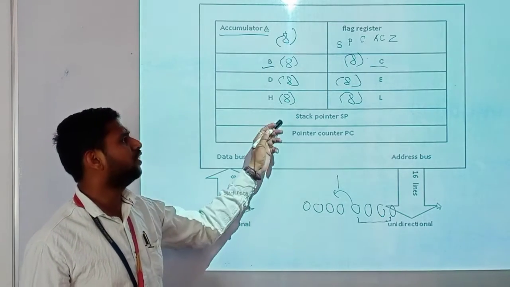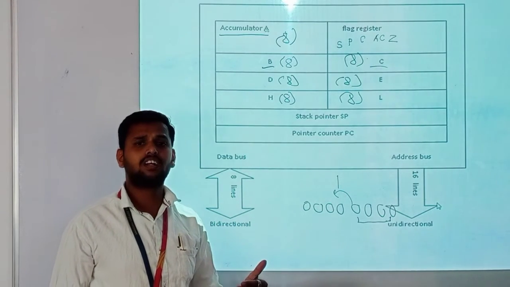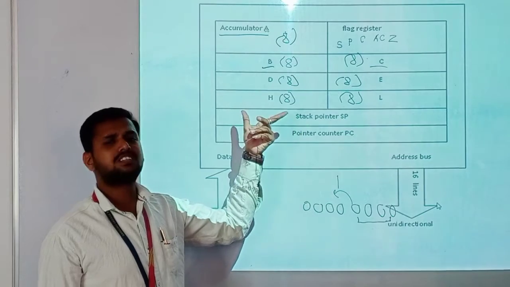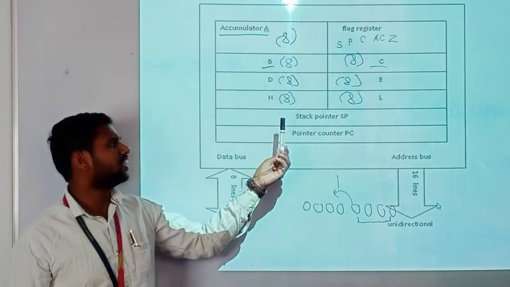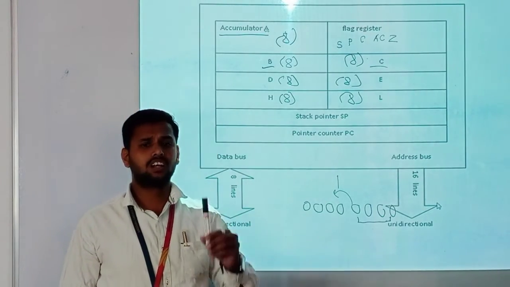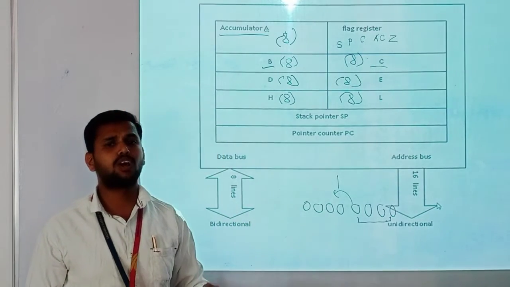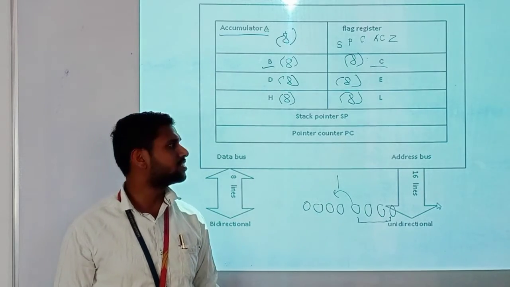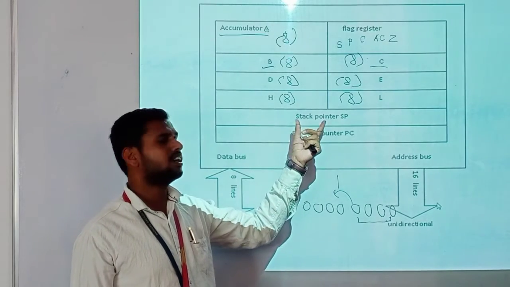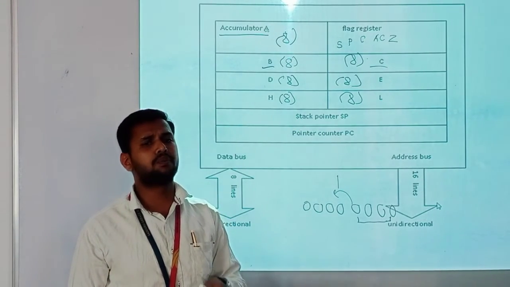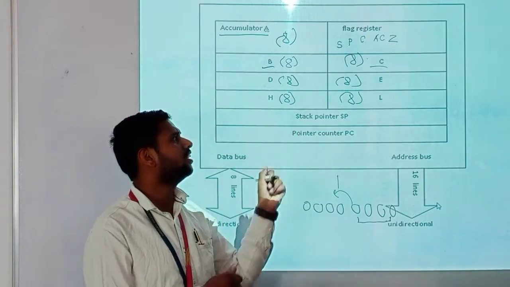Next is the stack pointer. What is a stack pointer? When a main program is executed, the next instruction or memory location of the program is stored in the program counter. While executing the main program, we can use an interrupt, which means a subprogram is executed within the main program. At that time, the memory location of the next instruction of the main program is stored in this stack pointer.